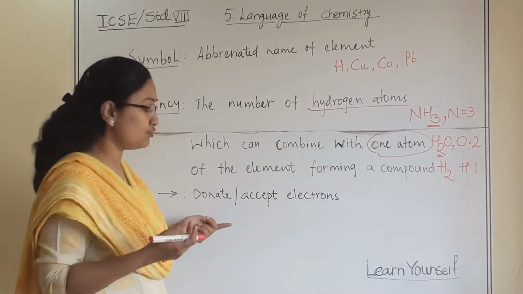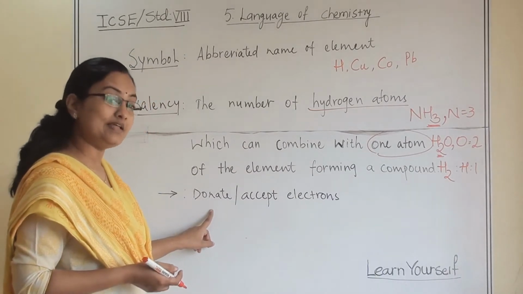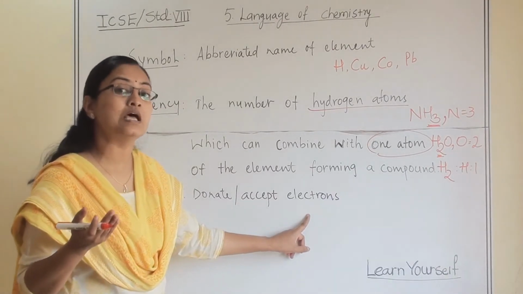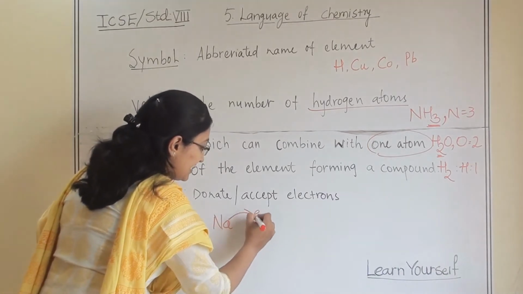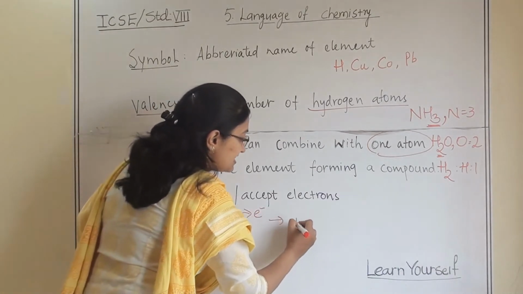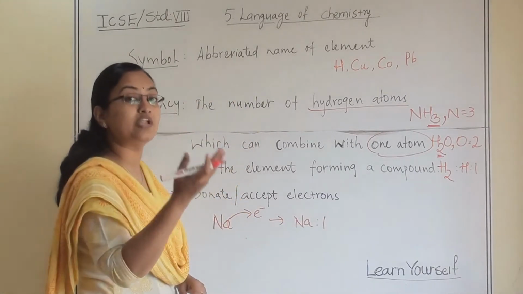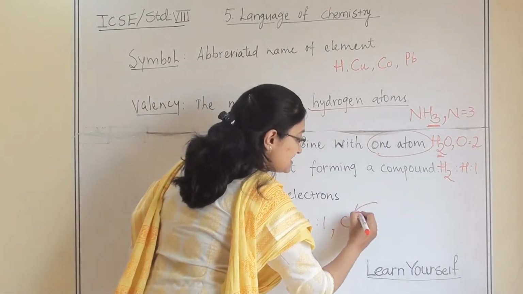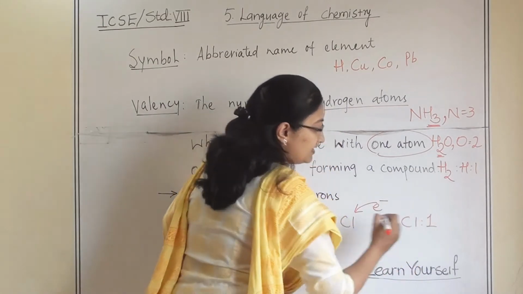We also know that whatever element is donating an electron or accepting electrons, that also can be its valency. How? Sodium is donating 1 electron, so sodium's valency is 1 because it is donating 1 electron. Similarly, chlorine. Chlorine is accepting 1 electron and its valency is 1.